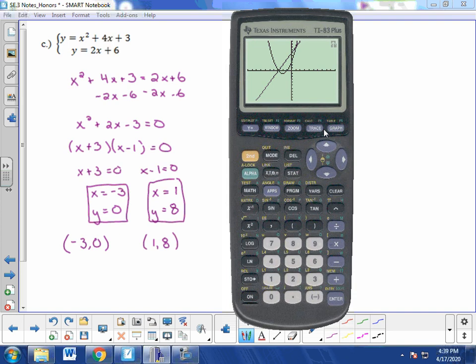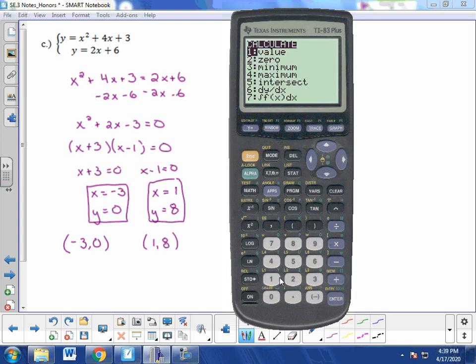Hit second trace, use the intersection key. Where it says first curve, I'm going to move it over close to this intersection on the right, hit enter. It's close there on the second line, hit enter. And I'm not going to guess, just hit enter. So there it gives me the first intersection is 1, 8. We have that solution, that's good.